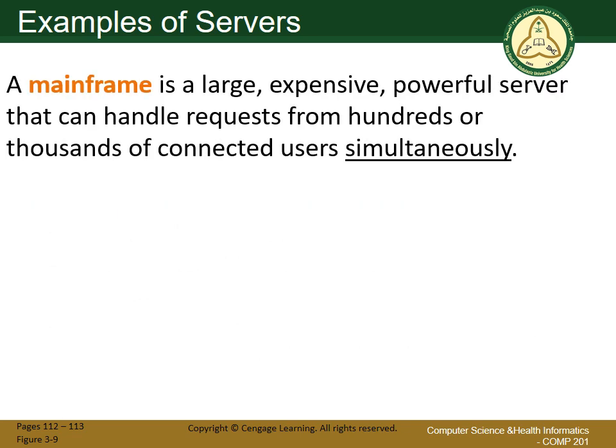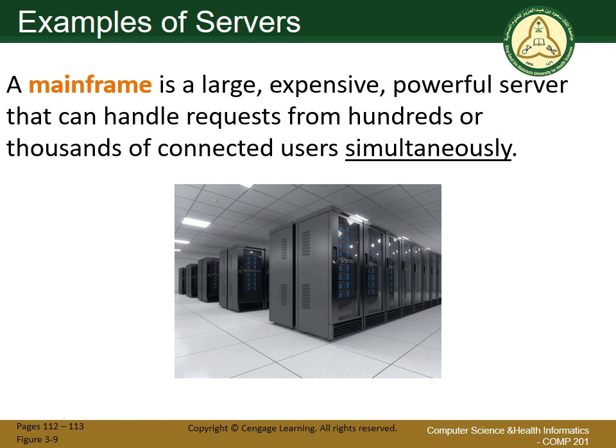Example of servers. Mainframe is a large, expensive, powerful server that can handle requests from hundreds or thousands of connected users simultaneously. What does the word simultaneously mean? At the same time. This means maybe this mainframe is accessed by 1,000 or 2,000 users at the same time. To get a specific service. They want either to process some data, or to store some data, or to do something on the server, so they can do it at the same time.